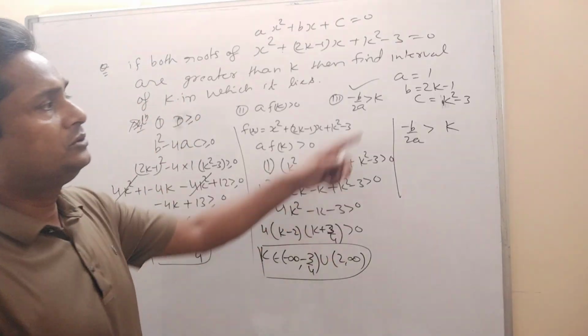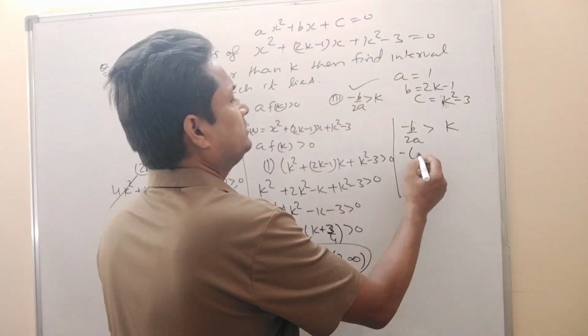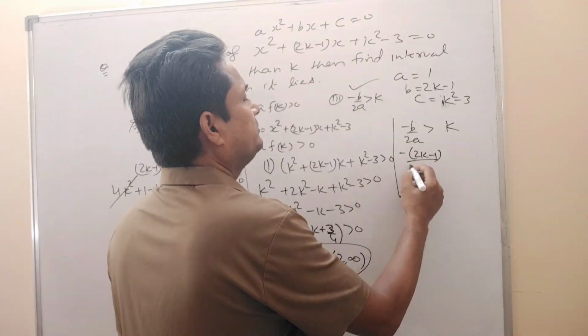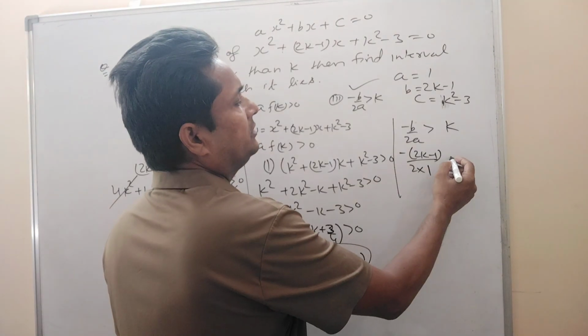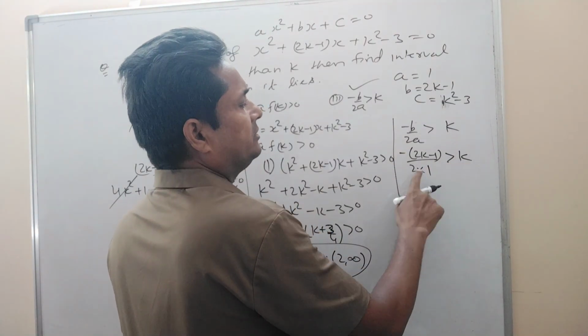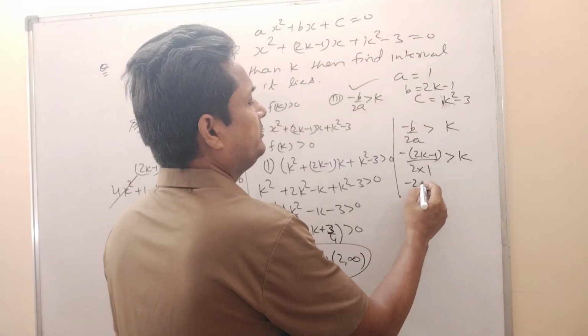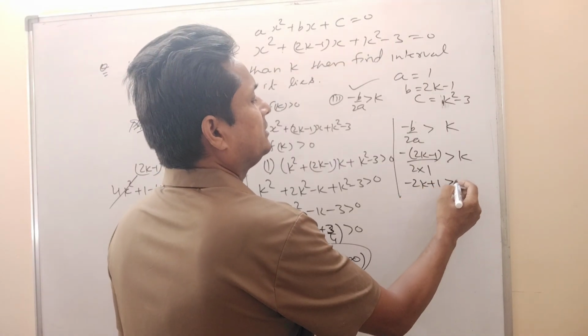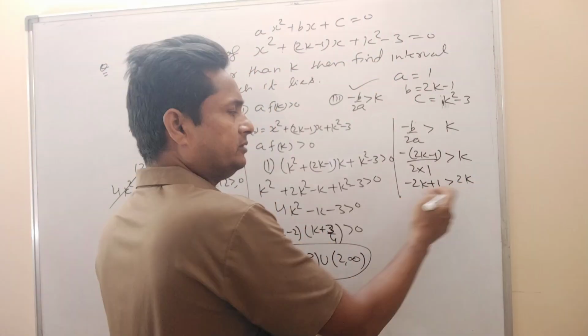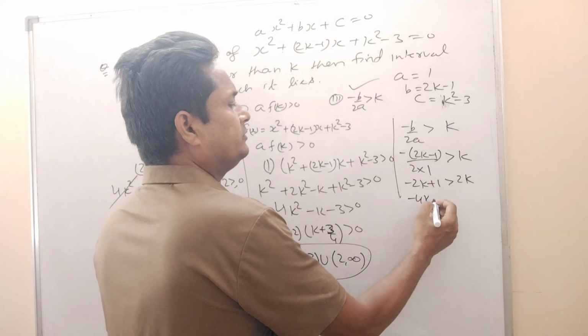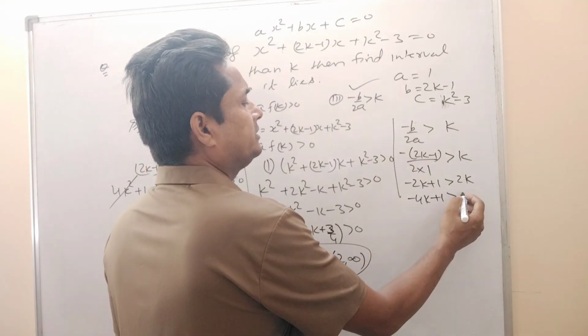b is what? 2k minus 1. So minus of 2k minus 1 divided by 2 into a, which is 1, will be greater than k. Now multiply to this side. So it will be minus 2k plus 1 greater than twice k. Take this side. So it will be minus 4k plus 1 greater than 0.